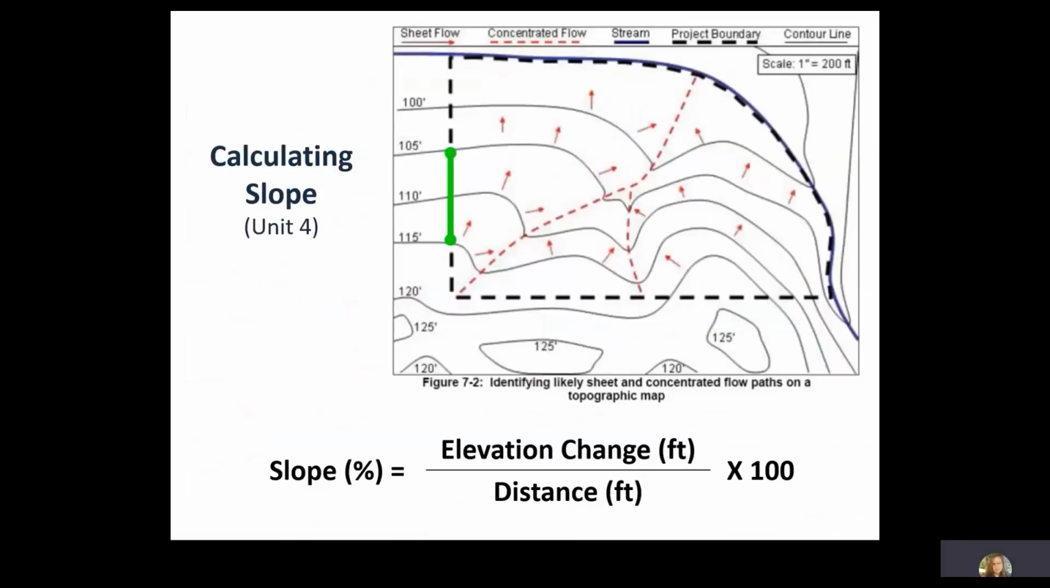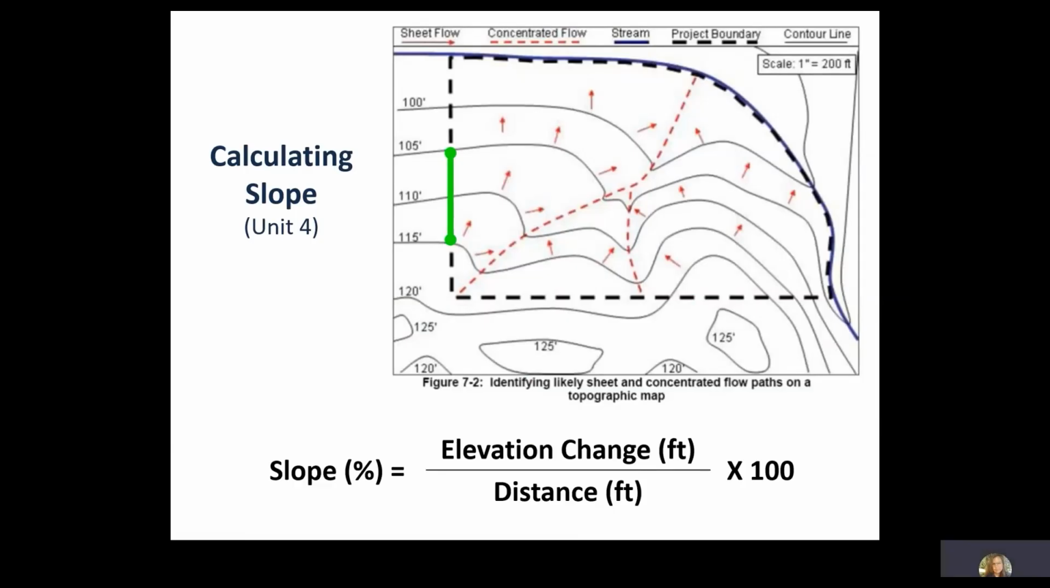As discussed in Unit 4, slope is expressed as a ratio, a percent, or in degrees. We are going to spend time learning how to calculate slope as a percent using figure 7-2 in your training manual. In order to calculate slope as a percent, we need the change in elevation over a specific distance, and then multiply that number by 100. We are using feet as the unit of measure in this instance. Please note that it's important that the elevation change and distance are in the same unit of measure.